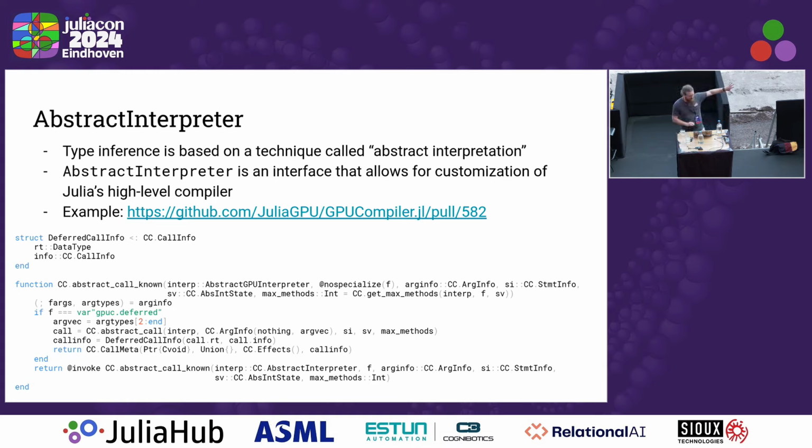This is probably hard to read from afar, but there is a recent pull request that I was fiddling about, which shows an example of how to modify the abstract interpretation engine in GPU compiler to add support for deferred calling, and basically introduces a custom intrinsic for GPU compiler to do some challenging transformations.